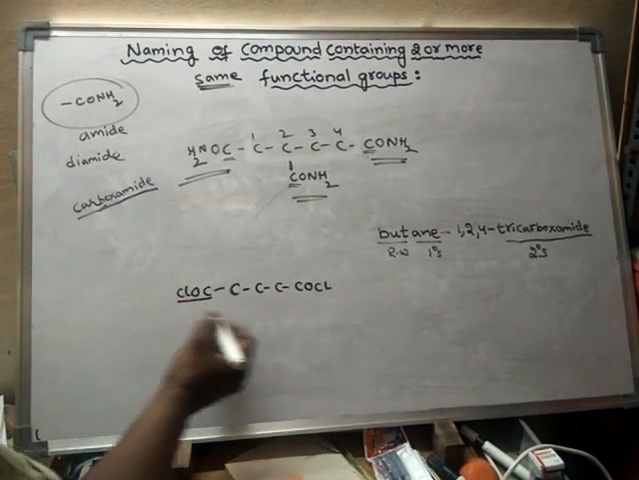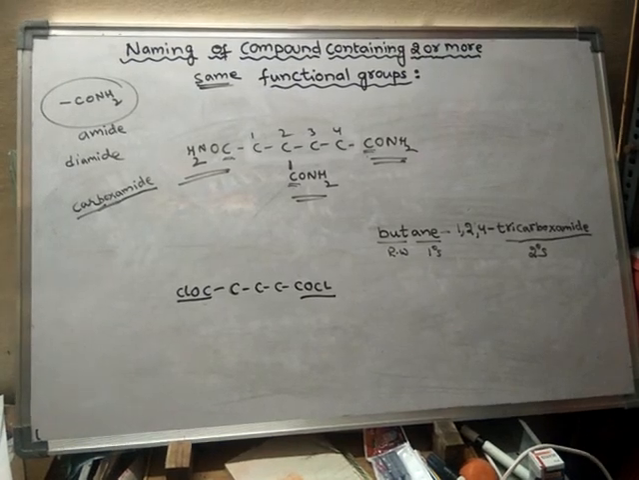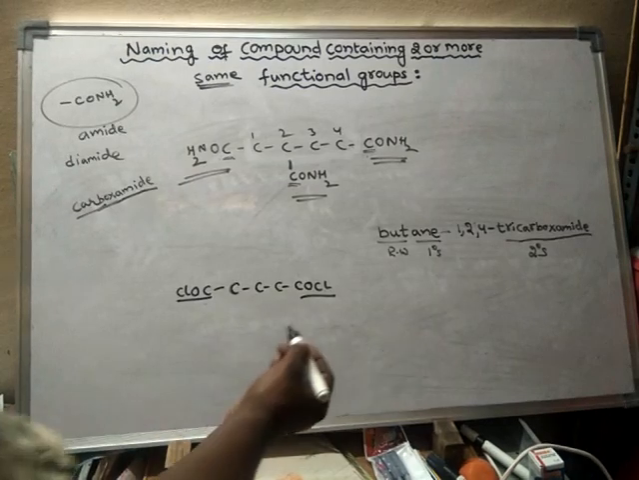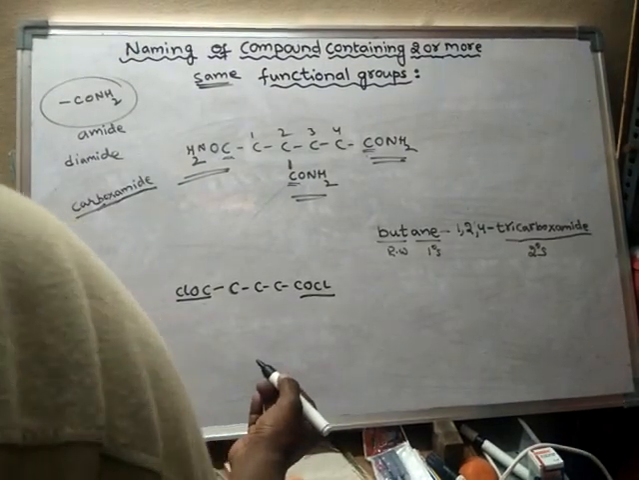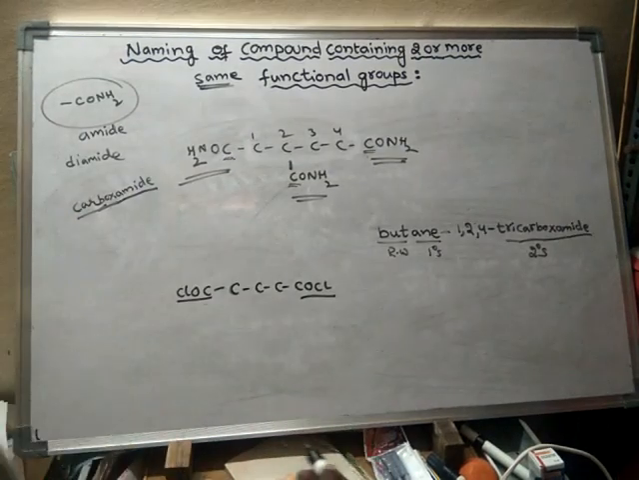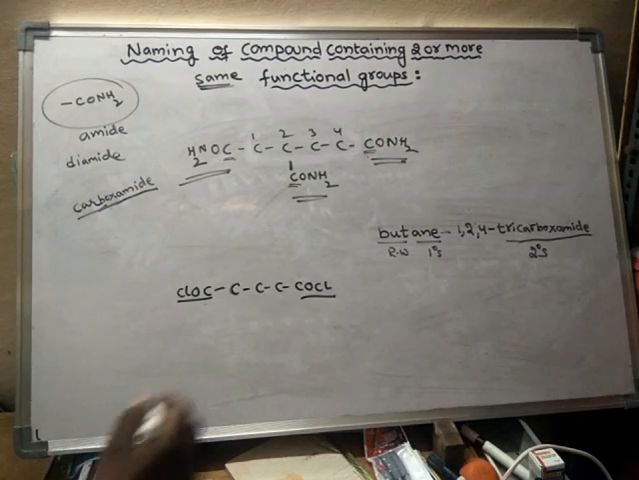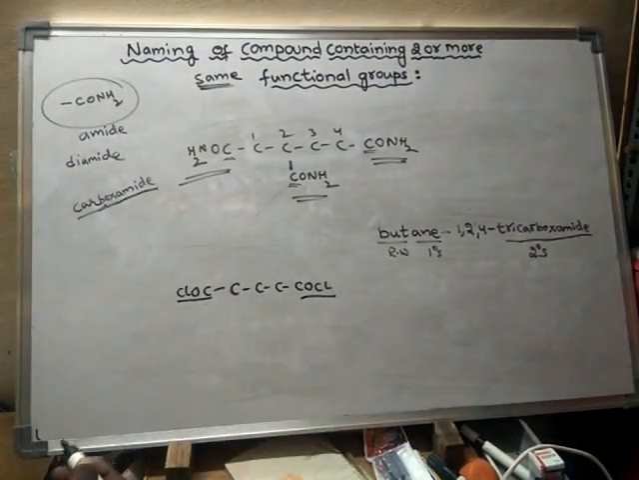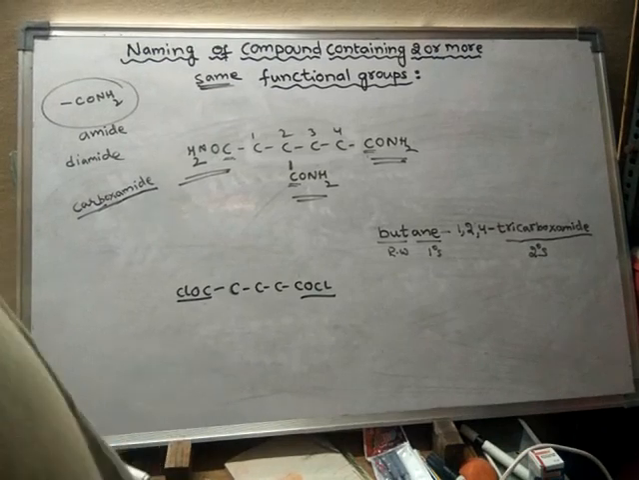So COCl is called a halo acid. Acid halide, generally we will call it acid halide. Now this one is called carbonyl chloride. So how many? There are 3 carbonyl chlorides.